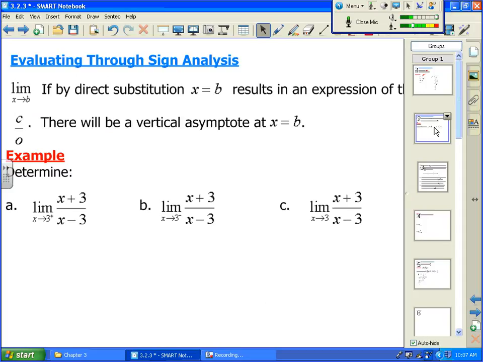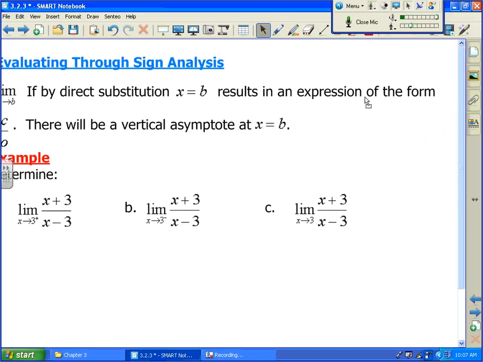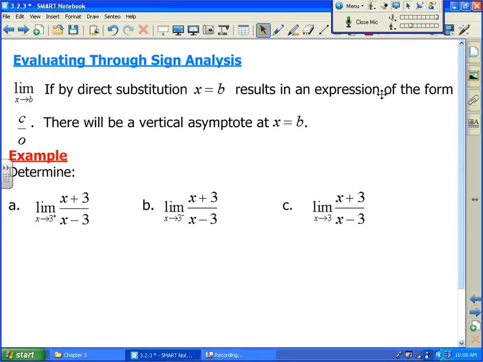Sign analysis is another method that you might want to choose if direct substitution fails you. Basically, what it's saying is, we've got a limit as x approaches b. If direct substitution, when x equals b, results in an expression of the form something over 0, you know that there's going to be a vertical asymptote when x equals b. So we want to use a sign analysis for that.